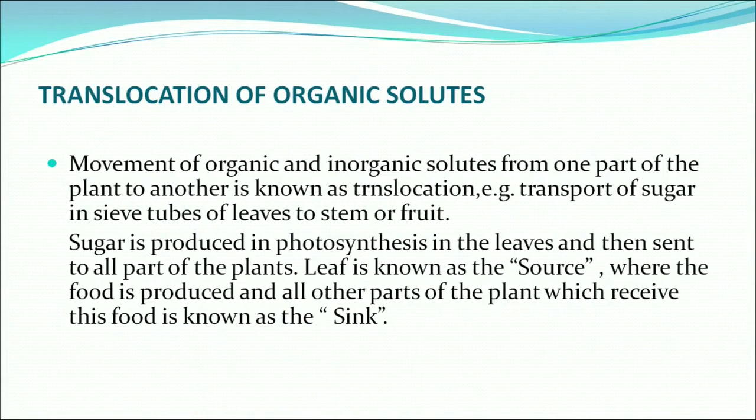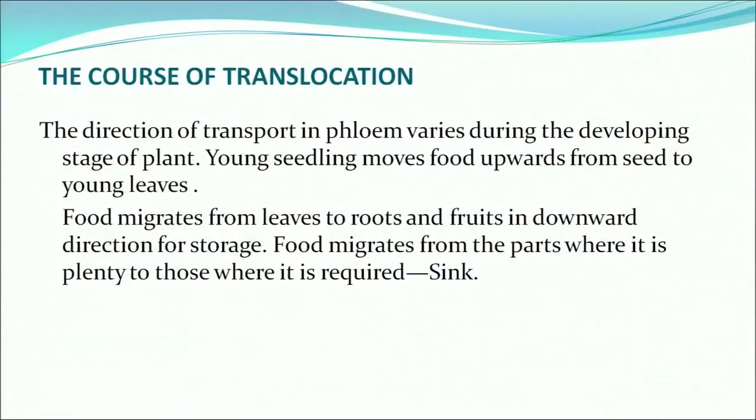The leaf is known as the source, and we know the leaf is also known as the kitchen of the plant, where the food is produced. All other parts of the plant which receive the food are known as the sink. How does the course of translocation take place? The direction of transport in phloem varies during the developing stage of the plant. Young seedlings move food upwards from seed to young leaves. Food migrates from leaves to roots and fruits in downward and also upward direction. Food migrates from the parts where it is plentiful to those where it is required, that is, the sink.